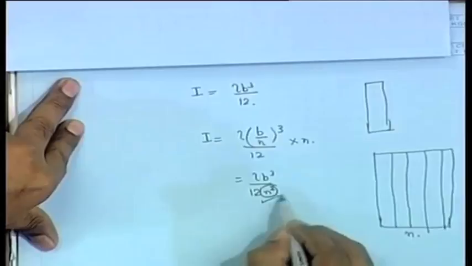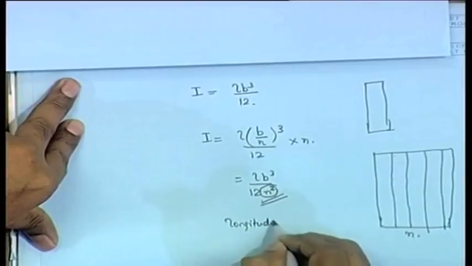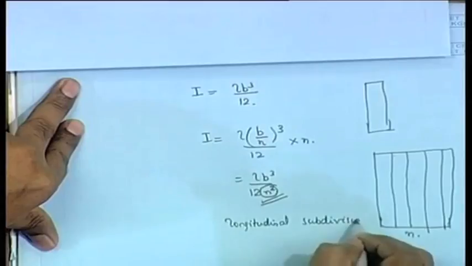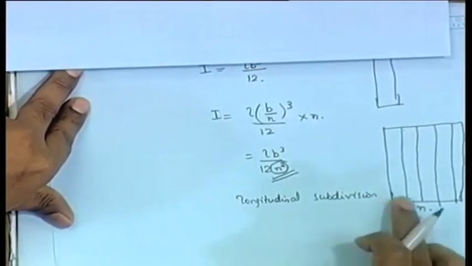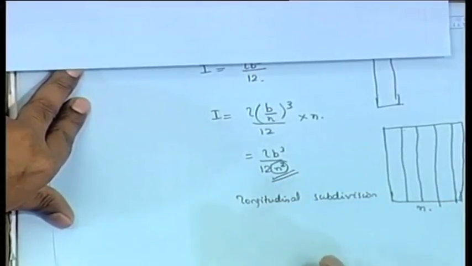This is known as longitudinal subdivision of the tank, of the whole tank. You know that this direction is called longitudinal. If you divide it like this, you end up with a very low value of I, which implies that it does not affect your stability so much.